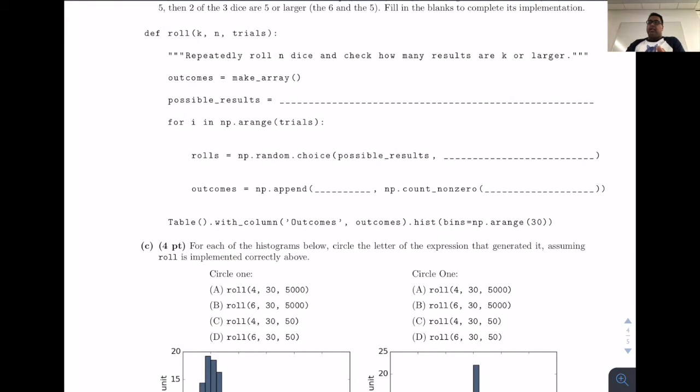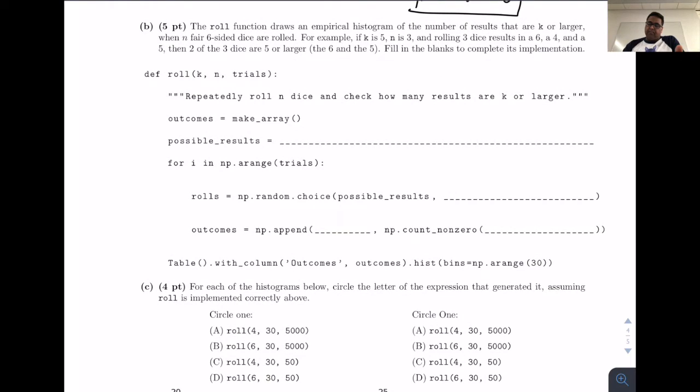So our possible results, well, what are the possible results when we roll a die? Well, that's just np.arange(1, 7), which will give us the array 1, 2, 3, 4, 5, 6. Because as you remember, in Python, we always include the first index, but exclude the last index. So this will give us an array equivalent to 1, 2, 3, 4, 5, 6, which are the possible values when we roll a die.